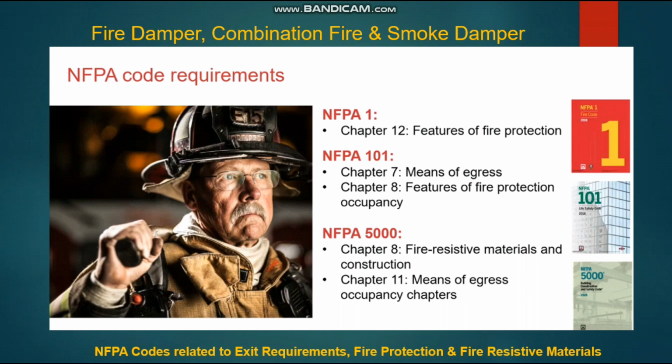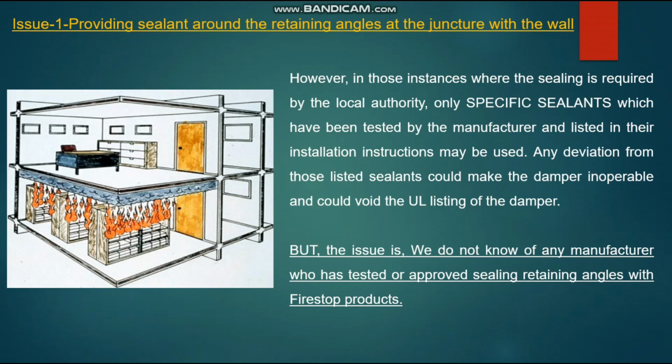You can see here different NFPA codes like NFPA 1, NFPA 101, NFPA 5000, which are related to exit requirements, fire protection and fire resisting materials. However, no codes in NFPA require you to apply fire sealant around the perimeter of the retaining angle. In those instances where sealing is required by the local authority, only specific sealants which have been tested by the manufacturer and listed in their installation instructions may be used. Any deviation from those listed sealants could make the damper inoperable and could void the UL listing of the damper. The important point here is that we don't know of any manufacturer who has tested or approved sealing retaining angles with fire stop products.